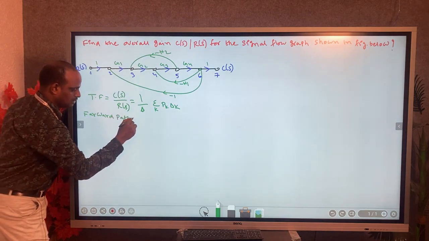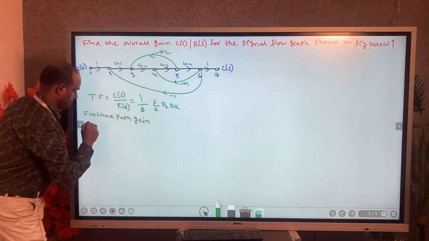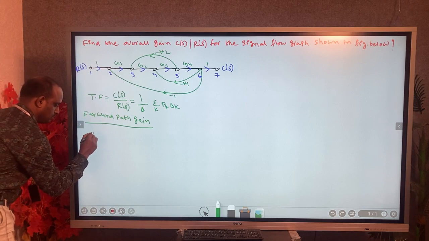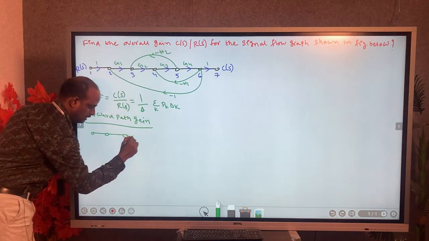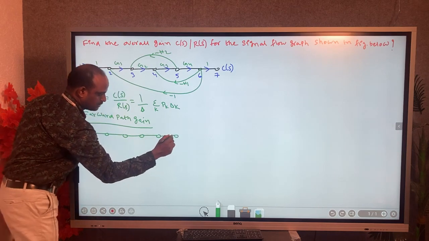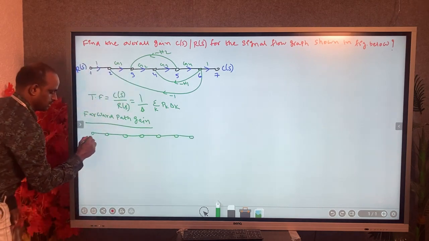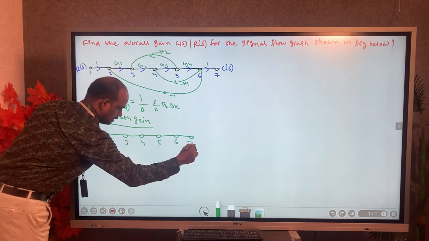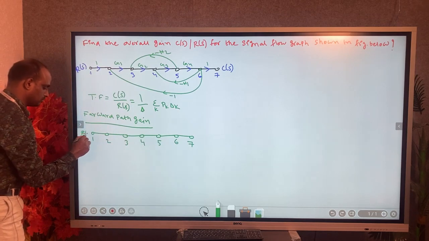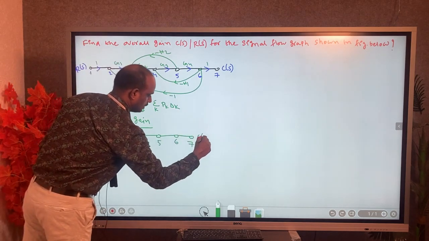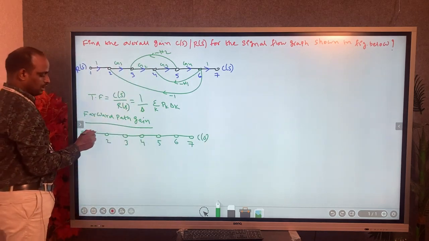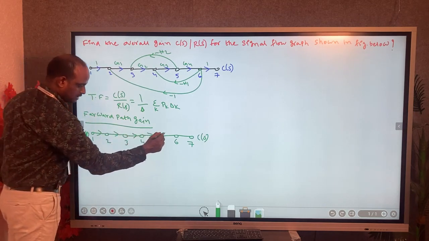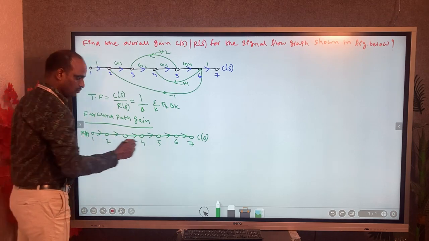Forward path gain calculation first. First draw the forward path. Node 1, node 2, node 3, 4, 5, 6 and 7. Give the names, numbering 1, 2, 3, 4, 5, 6 and 7. At the initial node we apply the input, and at output node 7 we collect the output. Here the arrow direction you have to show, it is very important, indicating that the signal is flowing in the forward direction.